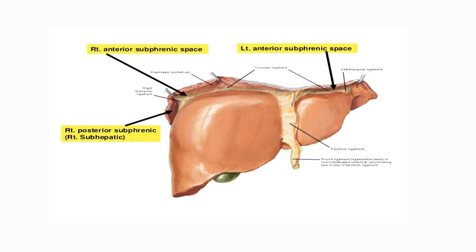Now once again, the same spaces in a slightly different view. So this is the superior coronary ligament. Beneath it, the space we are looking at is the right anterior intraperitoneal compartment, or simply space. Now behind it, it is the right posterior or right subhepatic space. Now this one is the anterior surface of the left triangular ligament. This one becomes the left anterior subphrenic space, and this one is the falciform ligament attaching itself onto the anterosuperior surface of the liver.